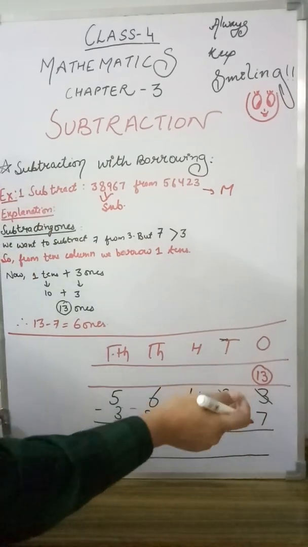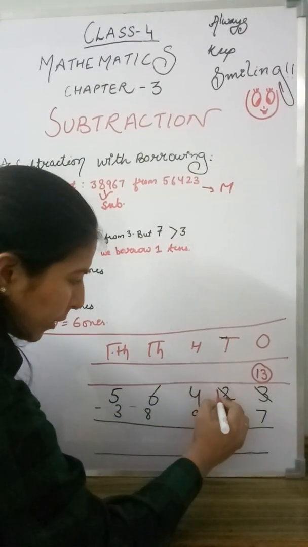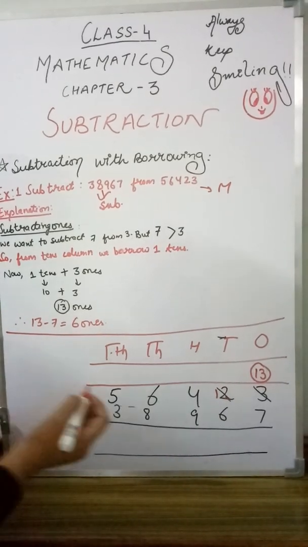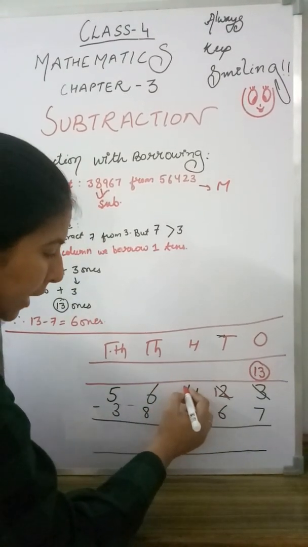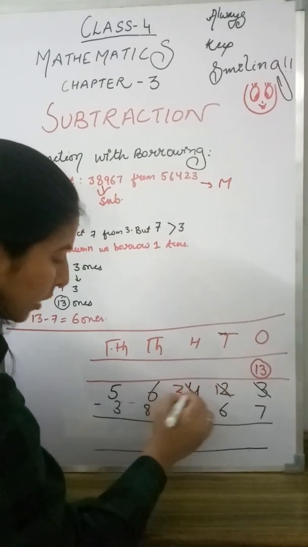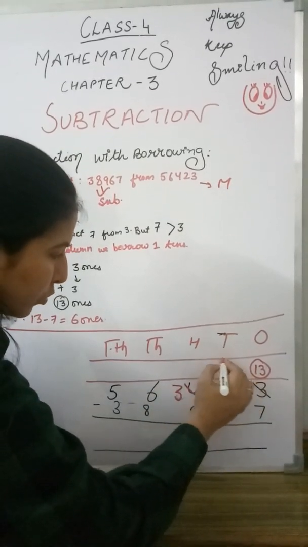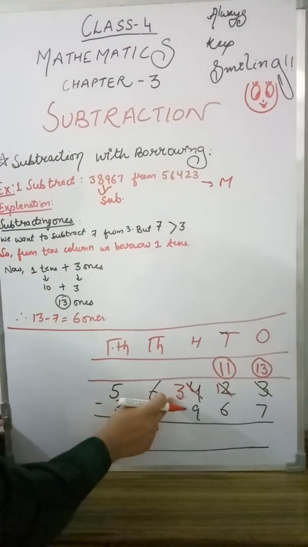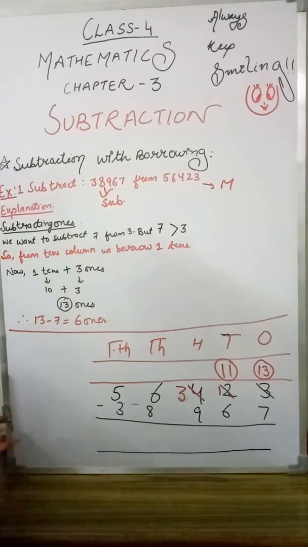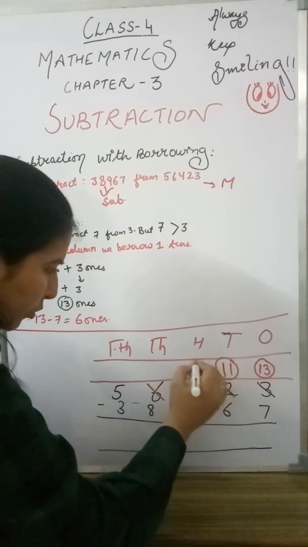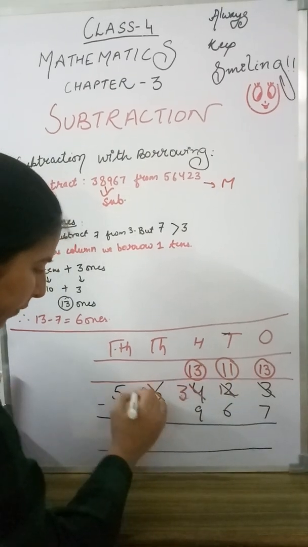2 is helping the ones place, so here it becomes 1. Again 1 is smaller than 6, we cannot subtract 6 from 1, so again I take help from the hundreds place. The hundreds place helps out and it becomes 11. Again 3 is smaller than 9, so again it takes help from 6. 6 is helping out, so it becomes 13 and here it is 5.